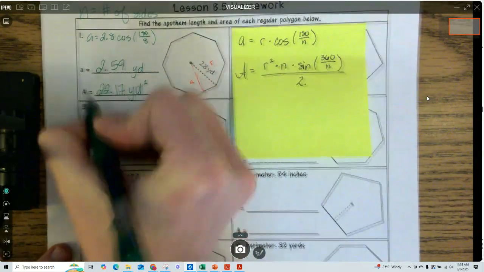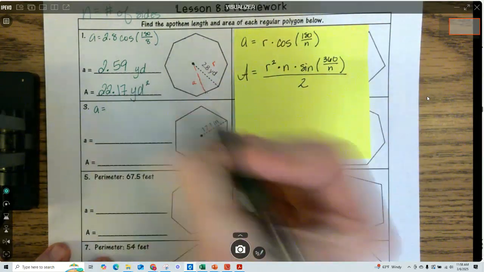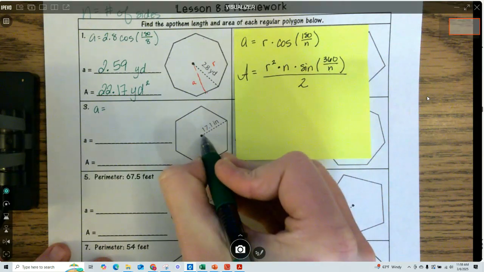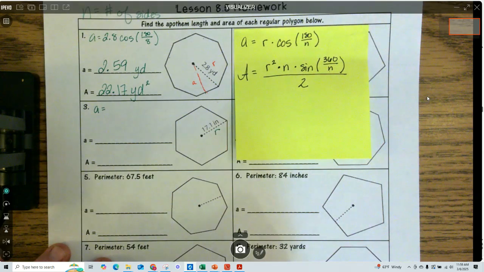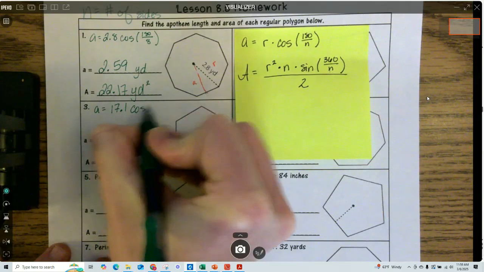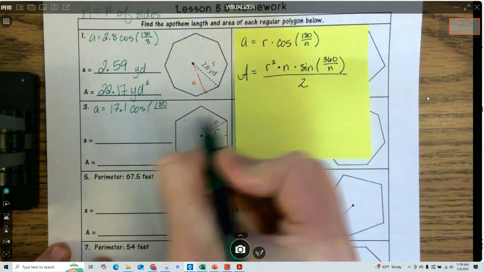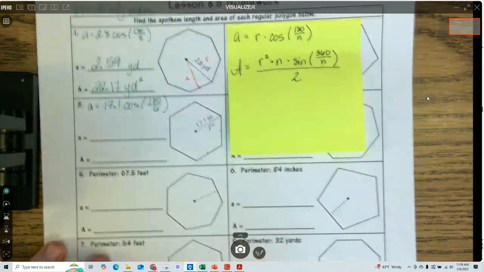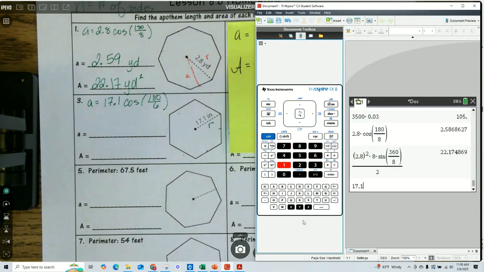So number 3 is the exact same way. We've got to find the apothem, so that's this top one. For the radius, again, you're looking to where it hits. If it hits the corner, that's a radius. So 17.1, and then cosine, and then 180 over, this has got 1, 2, 3, 4, 5, 6 sides. And then we just plug it in: 17.1 cosine 180 over 6.